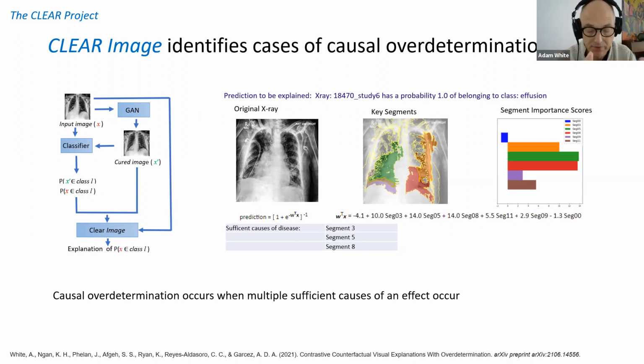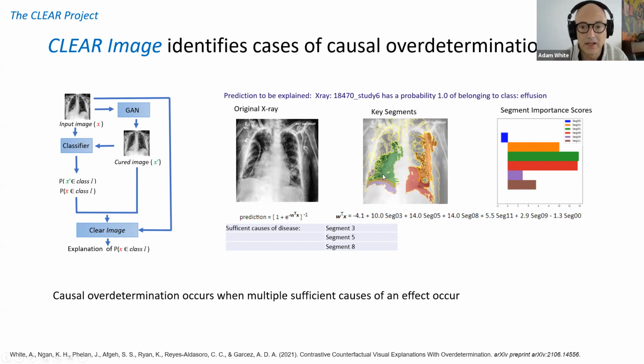So a standard example from philosophy is a set of soldiers in a firing squad all simultaneously shooting a prisoner, and each shot is sufficient in itself to kill the prisoner. We'd then say that the death of the prisoner was causally overdetermined. Now, this kind of causal structure may well be ubiquitous for learning systems.